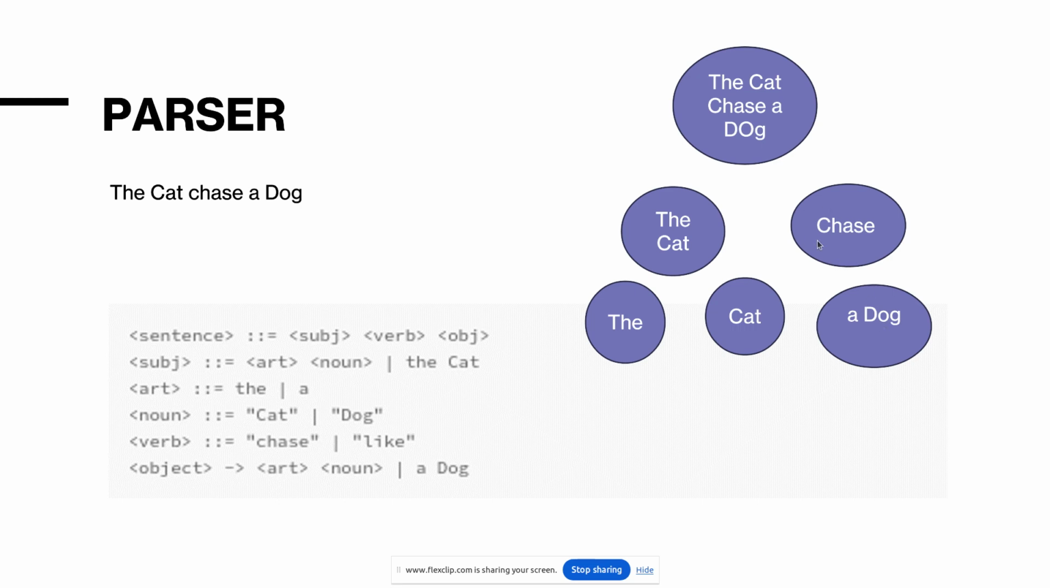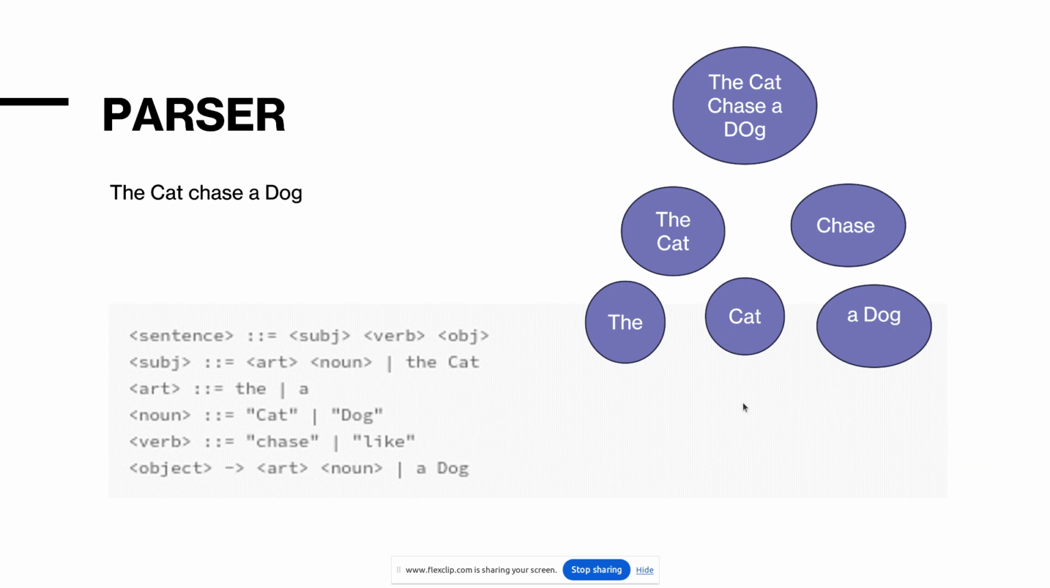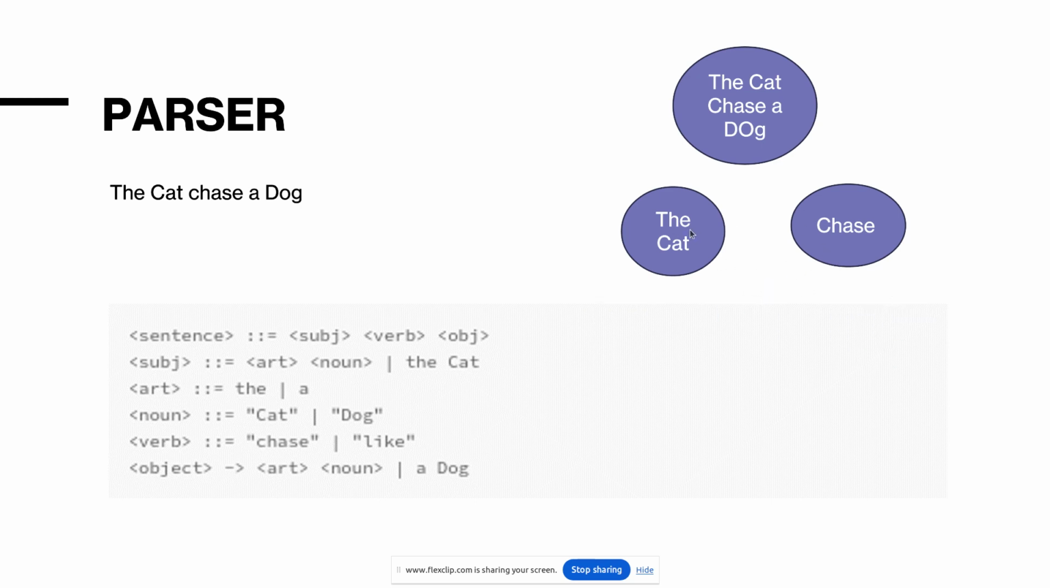This here is a verb, we already made it, and a dog is also article and noun, or article and object. Yeah, there's an object, right? So this is the top-down parser, and the opposite is the bottom-up parser. It's a dog, cat, and the cat chased a dog, and it is fully made into the sentence.